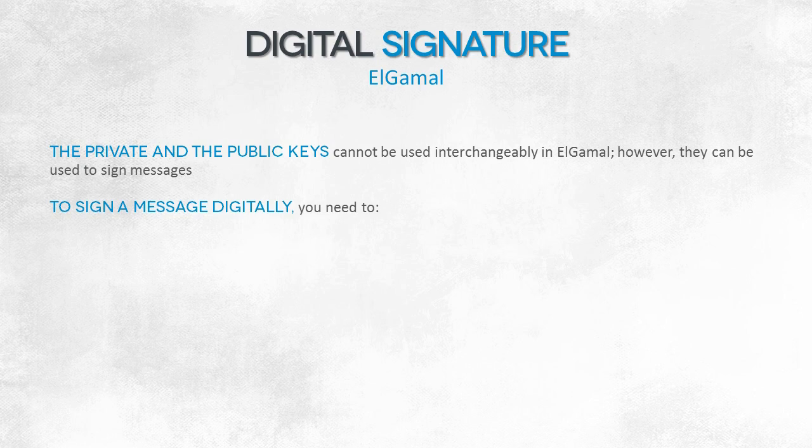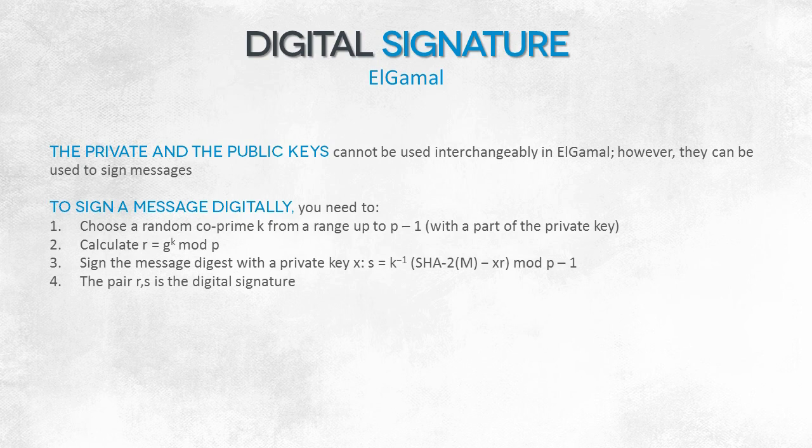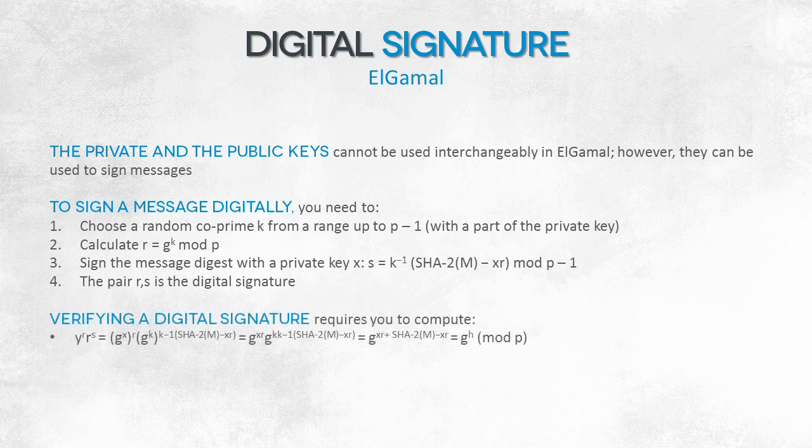The procedure looks as follows. To sign some data, you need to pick a random value k. It has to be a coprime integer with p-1, and part of the public key. Calculate the equation r equals g to the power k mod p. Then sign the message hash using your private key. All SHA-2 hash functions follow this scheme. The output is the digital signature, a pair of values r and s. You can of course also verify this signature.